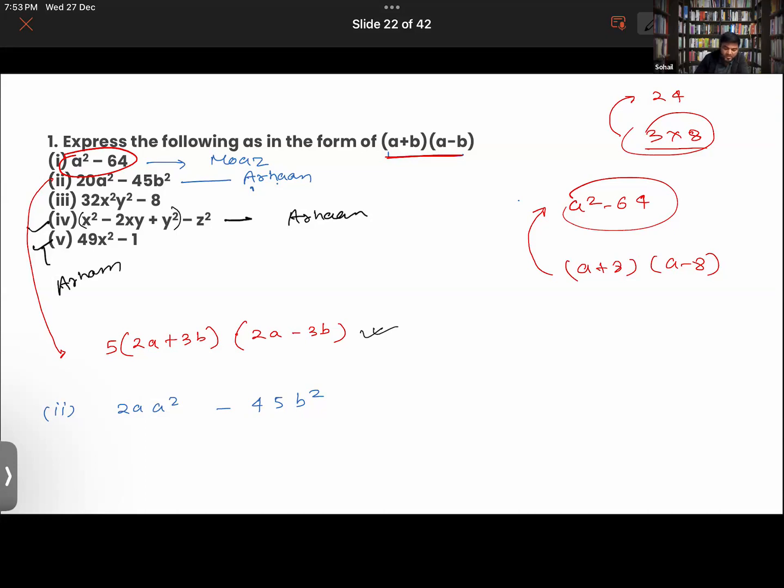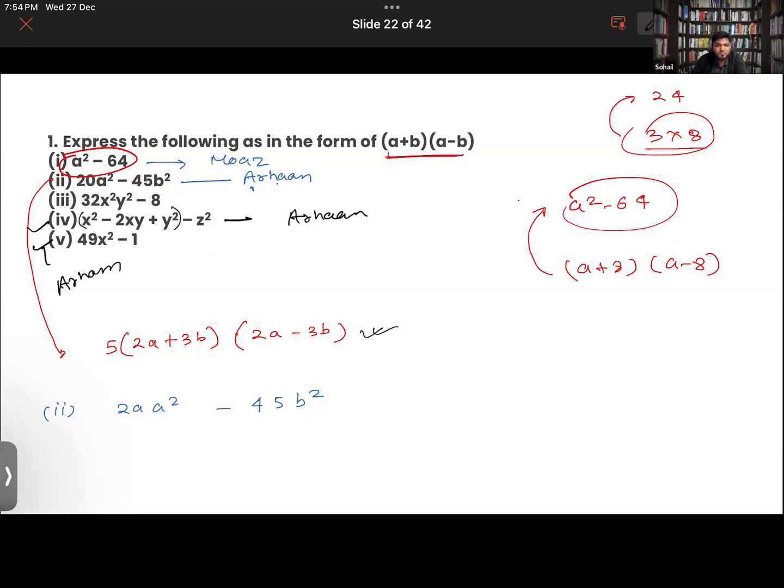Correct. Basically, what we have to do is, when you multiply it, we get the same value back. This expression you will be getting back. That is correct. What about Arham? You got your answer? Okay, what value have you got?